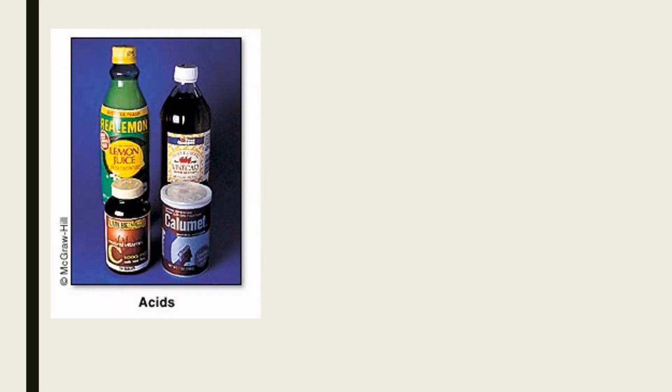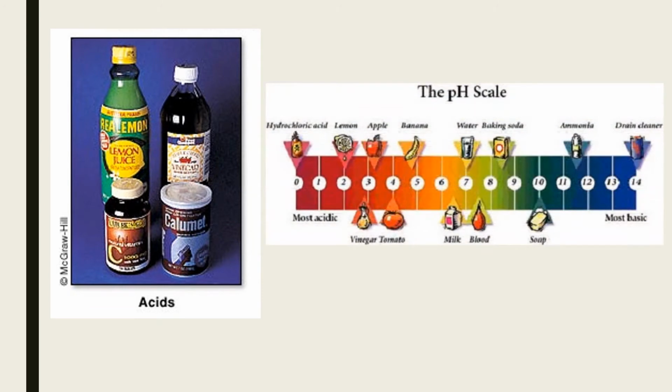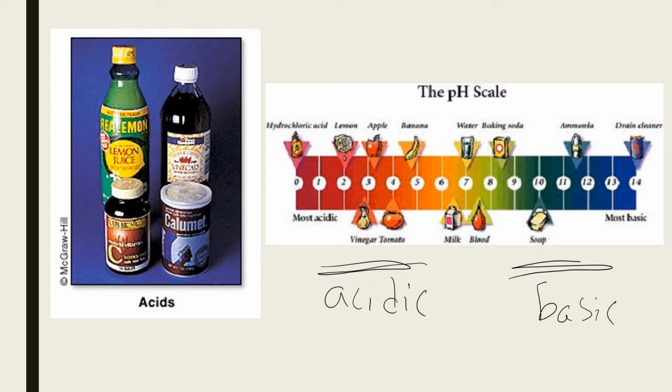So some common household acids include something like lemon juice. There's some acid in there. Different types of other household products like vinegar is another common household acid. And acids are, as you know, below 7 on the pH scale. So you've learned about the pH scale before. Acids are below, and things that are basic are above 7. So acidic is below, and basic is above.